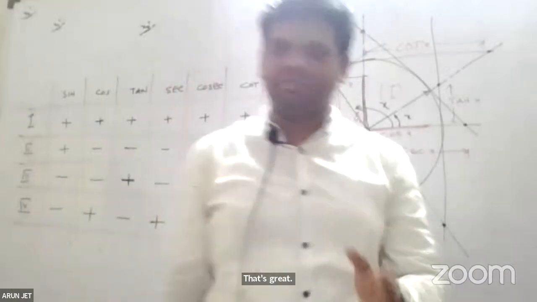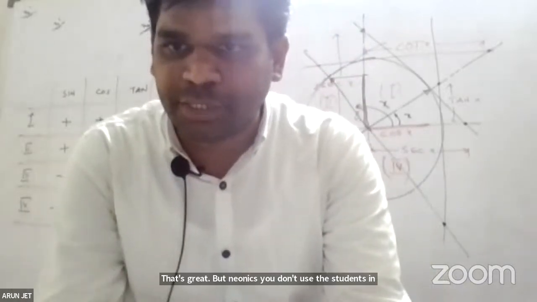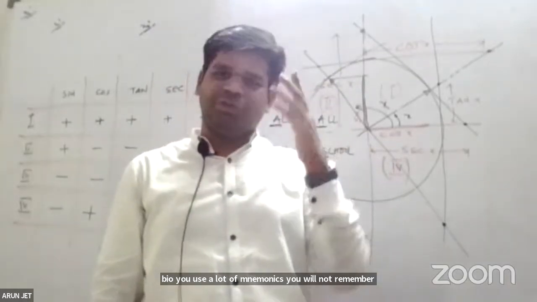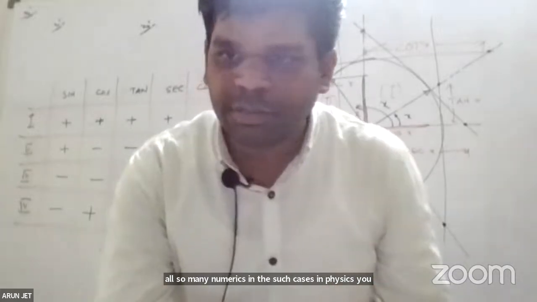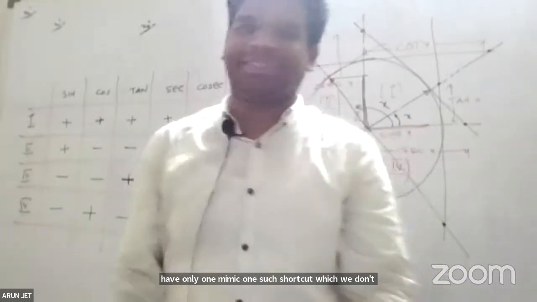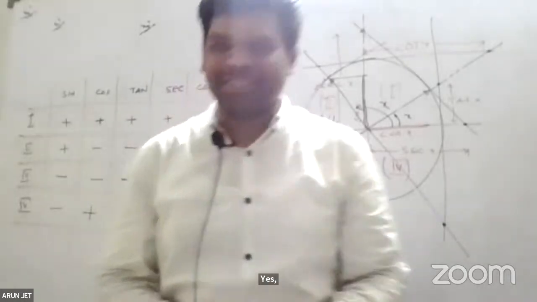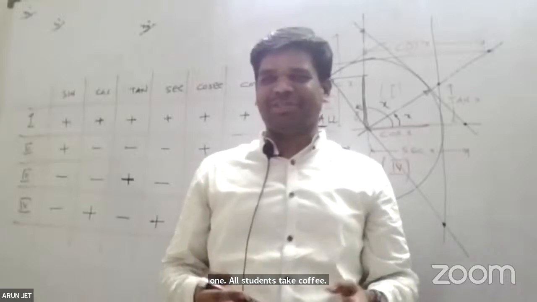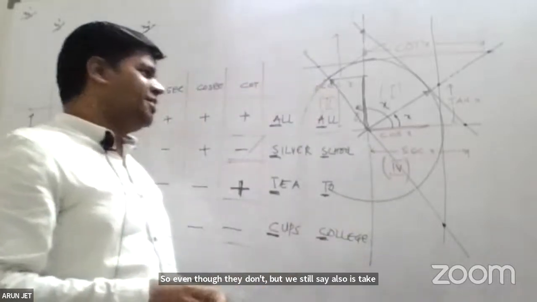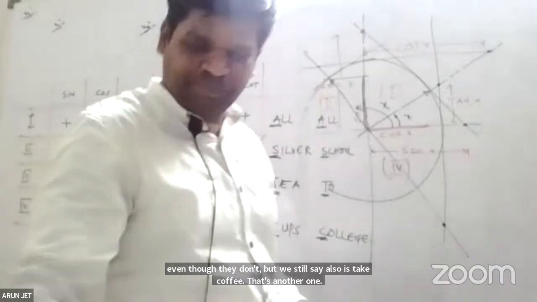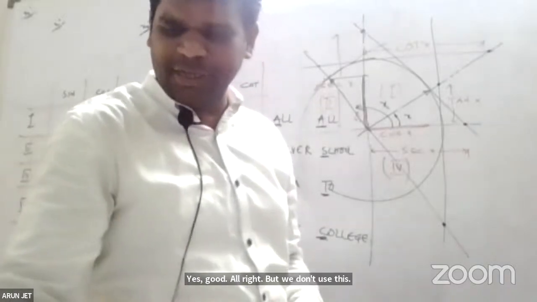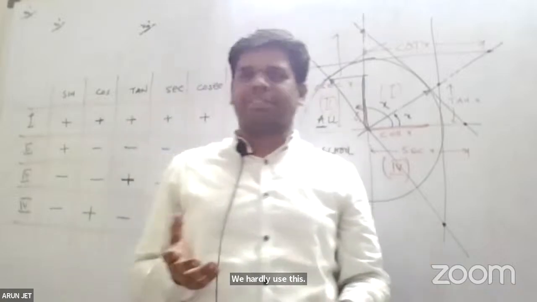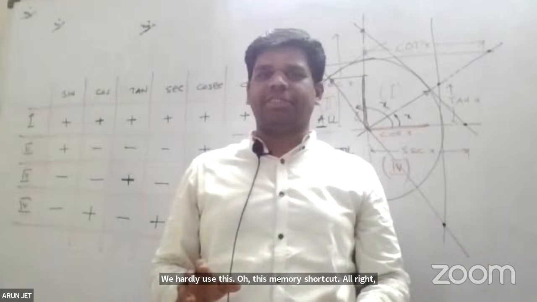In bio, you use a lot of mnemonics. You will not remember so many mnemonics in such cases. In physics, you have only one such shortcut, which we don't use at all. Yes, Gayatri, that's another one. Yes, good. That's the one. All students take coffee. So even though they don't, we still say all students take coffee. That's another one. Yes, good. All right. But we don't use this mnemonic at all. We hardly use this memory shortcut. All right. Shortcuts are dangerous. Unless you know the logic behind it, they are very dangerous.